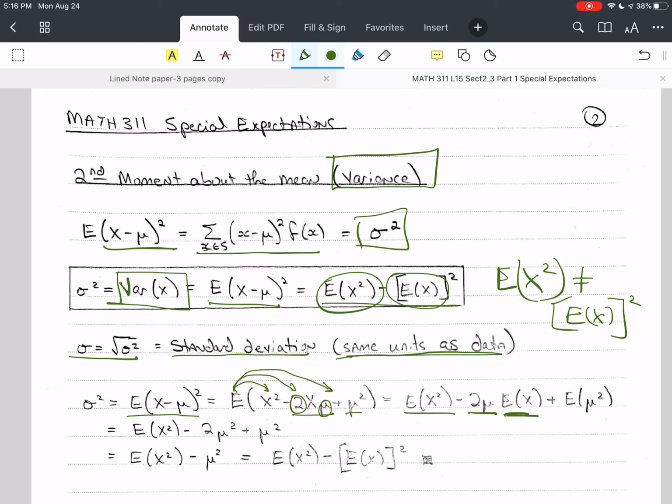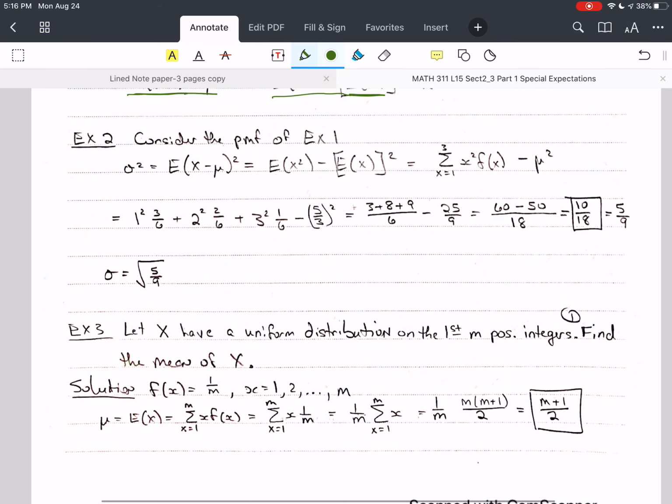Remember that this is mu, so we end up with E of x squared minus 2 mu squared plus mu squared. And we end up with E of x squared minus mu squared, but mu squared is E of x, quantity squared. And there it is. Fairly simple derivation.